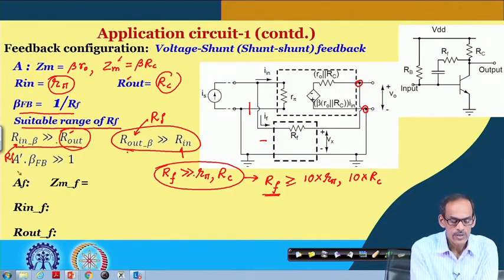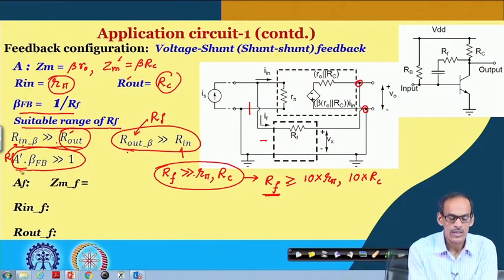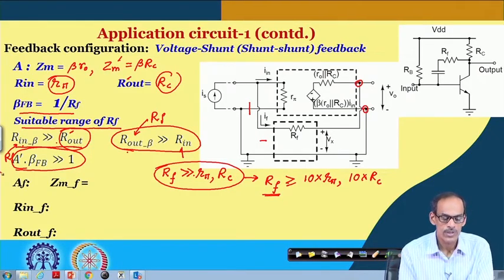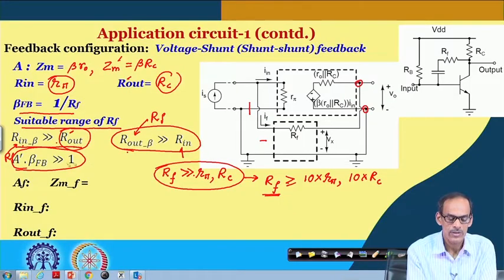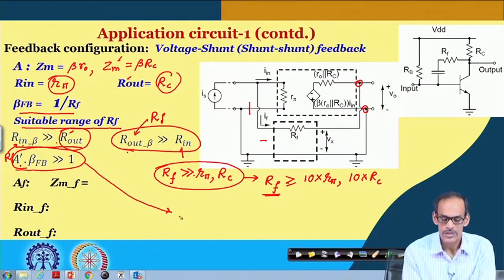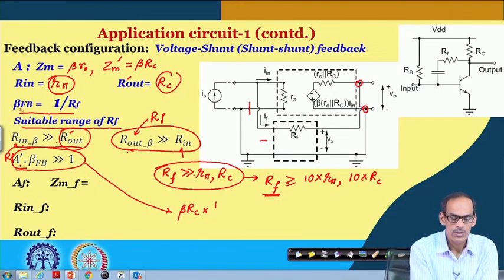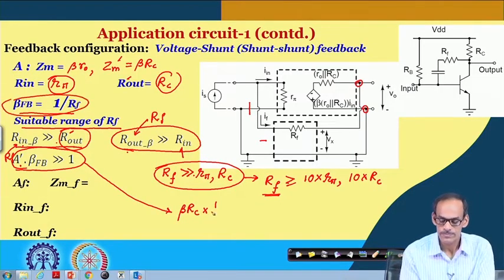On the other hand, if I consider the other condition, namely A dash into beta f b should be much higher than 1, and A dash is beta into R c. So, we can say that beta into R c and beta f b, on the other hand, is 1 by R f.